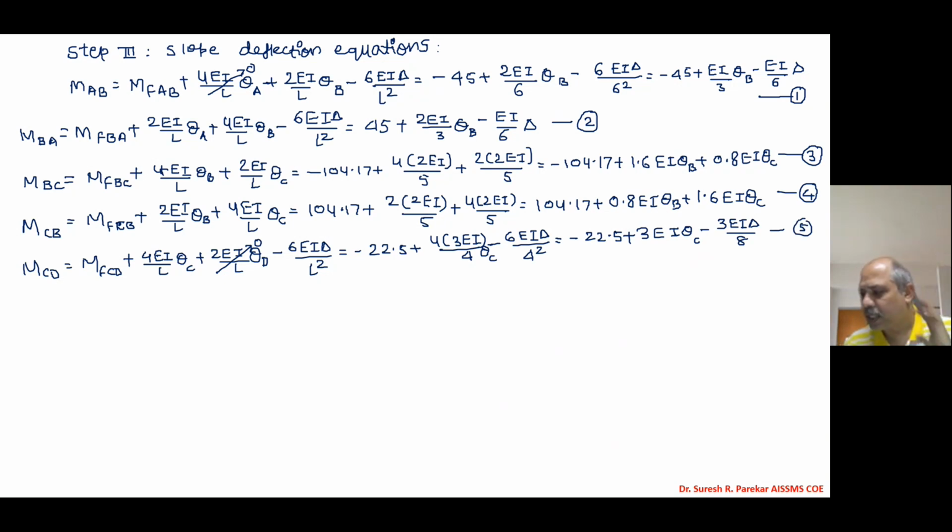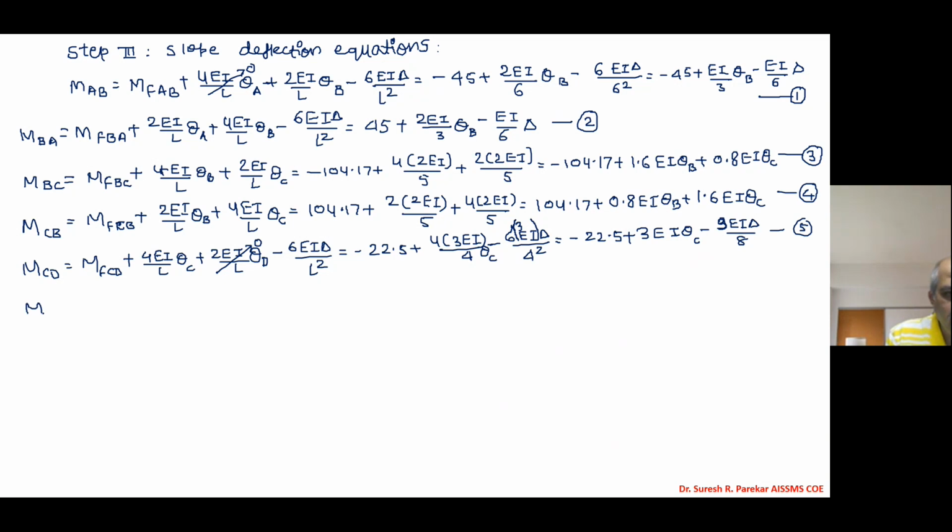Let me just check the equation: 9 EI delta, sorry. Here we have 3 EI, so into 3 EI it becomes 9 actually. 9 EI delta upon 8.